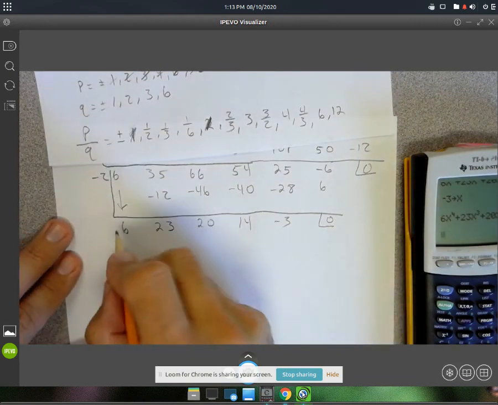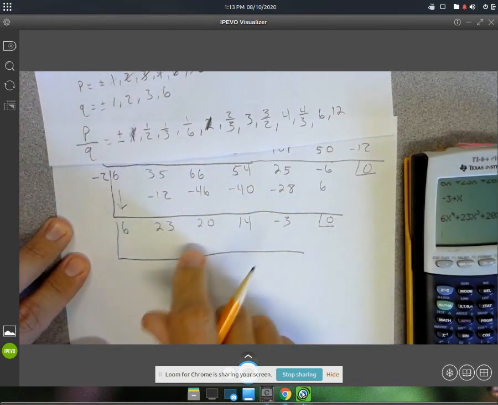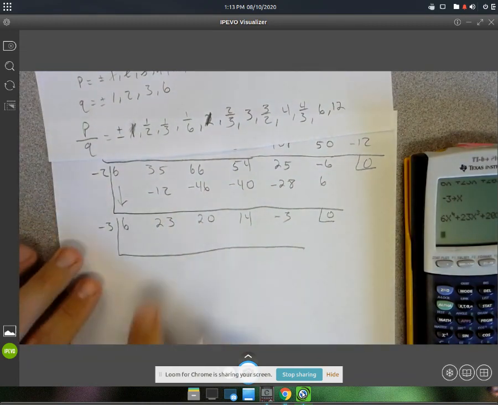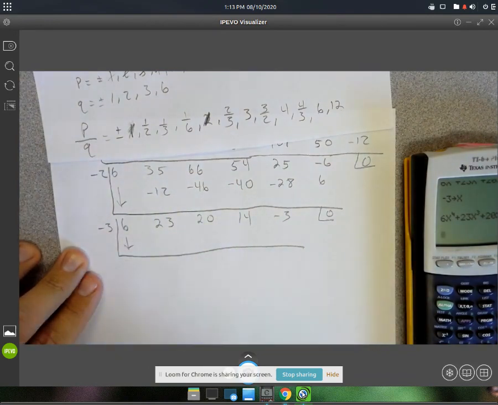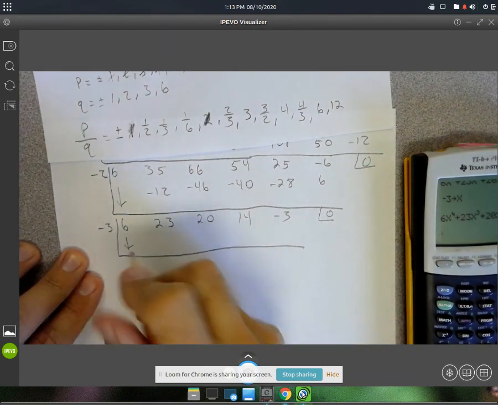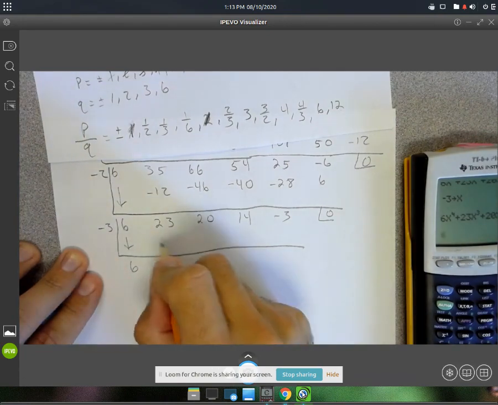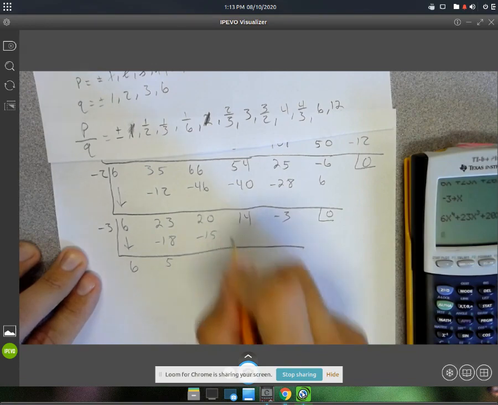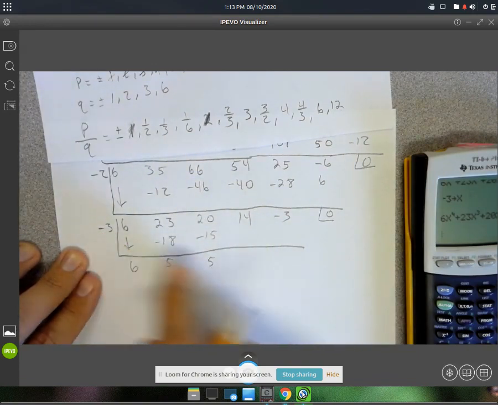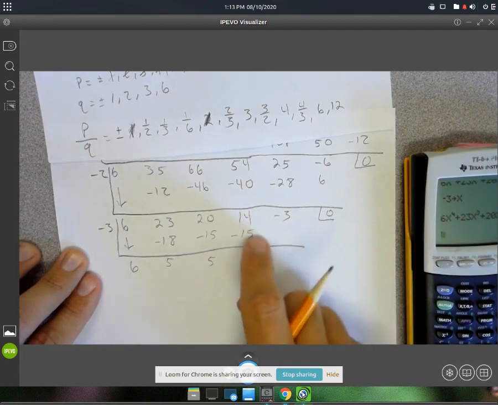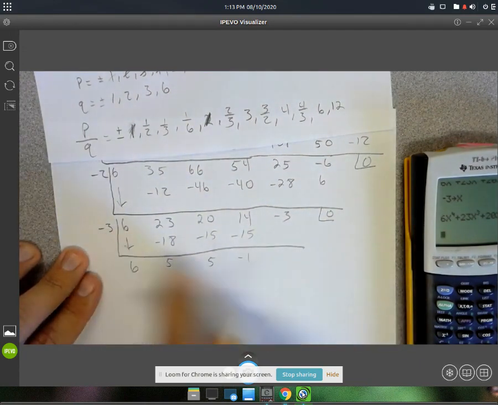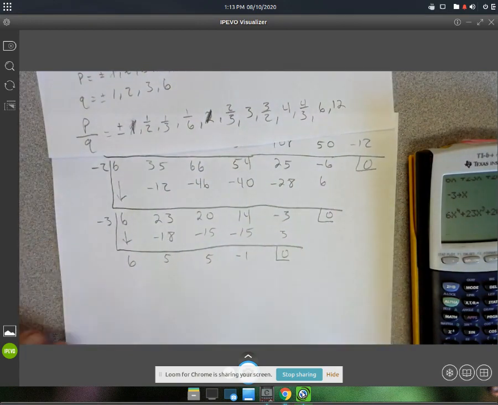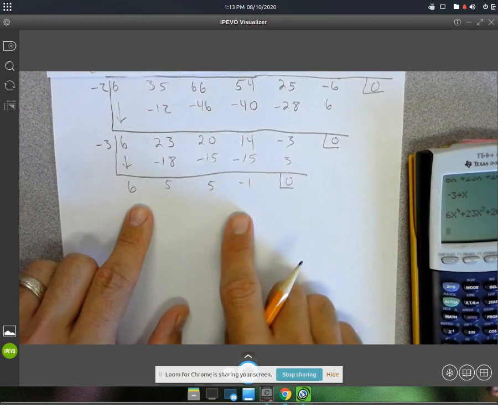So I'm going to be dividing this new polynomial by x plus 3, which means negative 3 needs to go on the outside. All right, so bring down my 6. Negative 3 times 6 is negative 18. Add those and you get 5. Multiply those, you get negative 15. Add those, you get 5. Multiply those, you get negative 15. Add those and you'll get negative 1. Multiply those and you'll get 3. Remainder, 0.